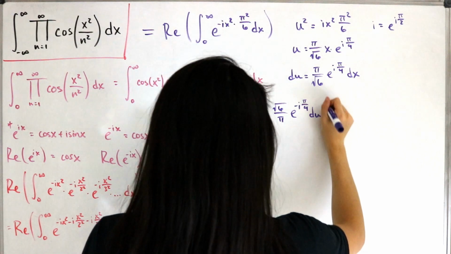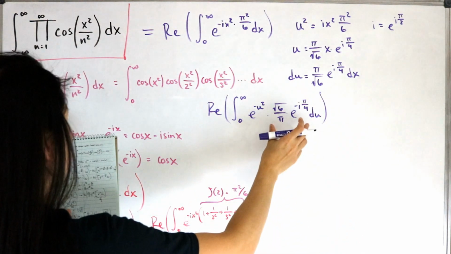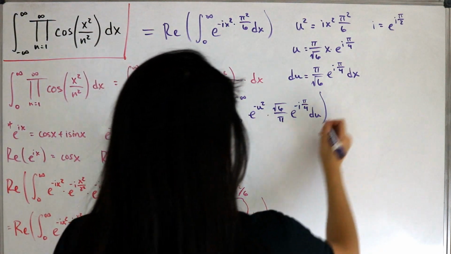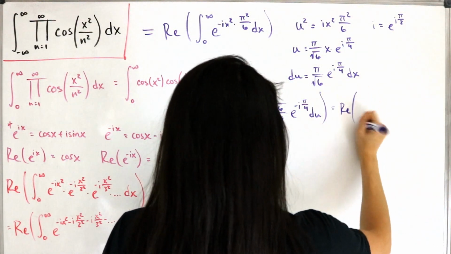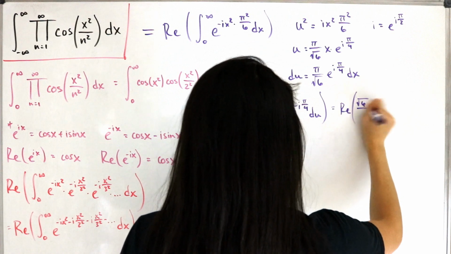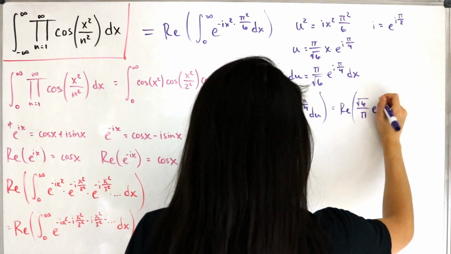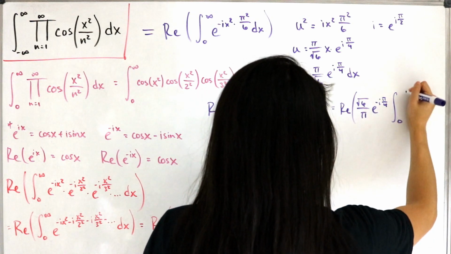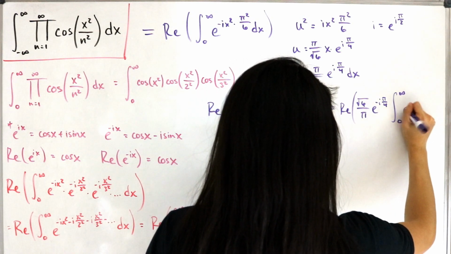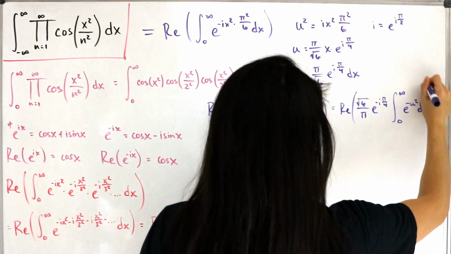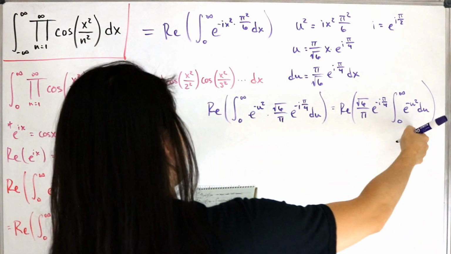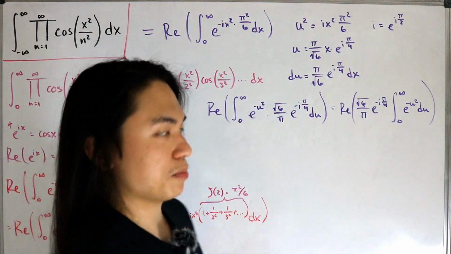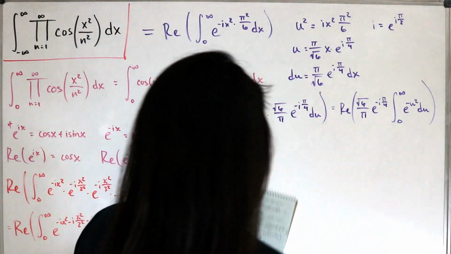Okay, so we just close this off. Then there are some things that can just be factored out, since these are constants, so they can go outside. So now I have the real part of the square root of 6 divided by pi, then e to the power negative i pi divided by 4, multiplied by the integral from 0 to infinity of e to the negative u squared du. And guess what? We actually know this integral. This is the Gaussian integral for the half real line, which is simply equal to the square root of pi divided by 2.